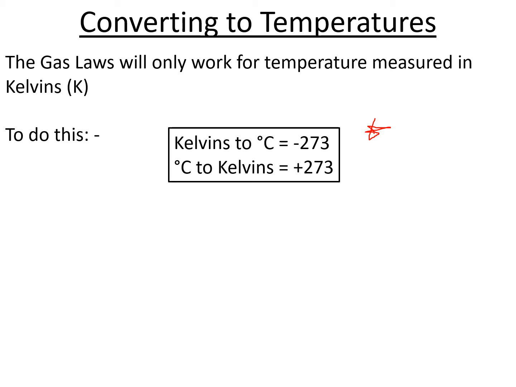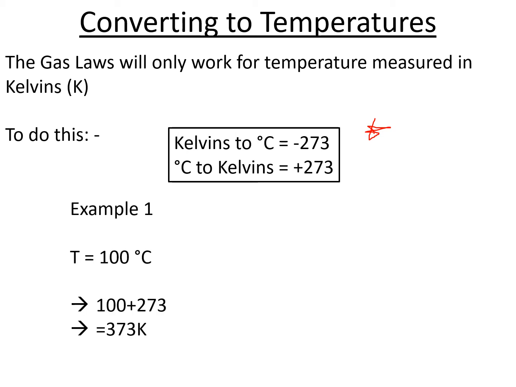Let's explore this in a bit more detail. If you copy this example down, if the temperature was 100 degrees Celsius, we add 273 to make it into kelvins. So the temperature would be 373 kelvins. That means 100 degrees Celsius is the same as 373 kelvins. That's how you change degrees Celsius to kelvins.